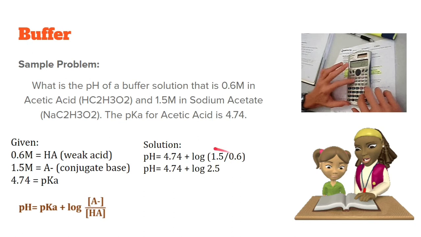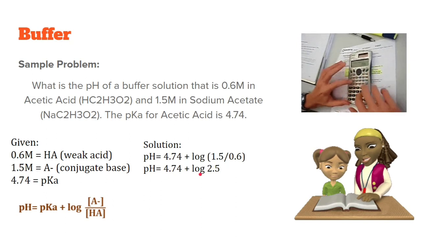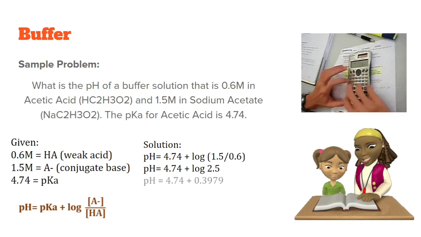So, sige. First, parenthesis, 1.5 divided by 0.6 is 2.5. Then, ito na yung makukuha nyo. pH is equals to 4.74 plus log of 2.5. Use your scientific calculator. Calculate for the logarithm of 2.5. That is 0.3979. Now, you will now come up with pH is equals to 4.74 plus 0.3979. Add nyo lang yan. pH now is equals to 5.14.